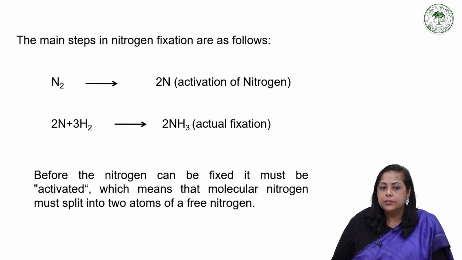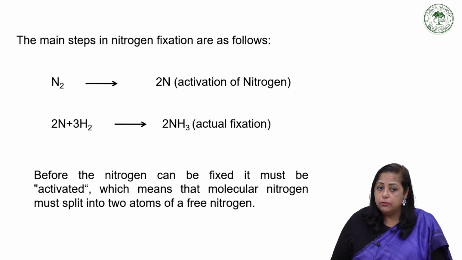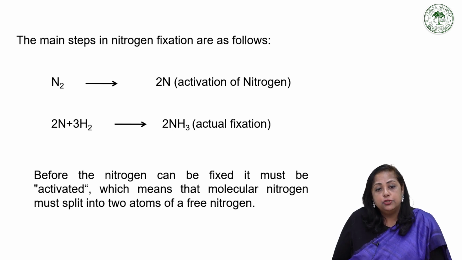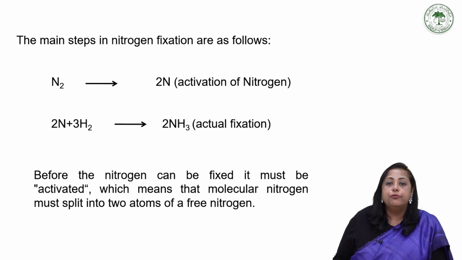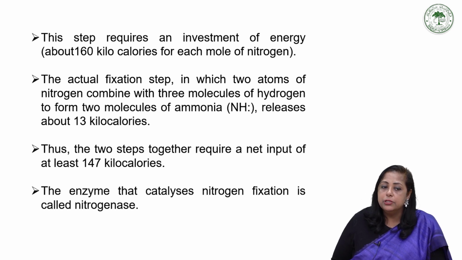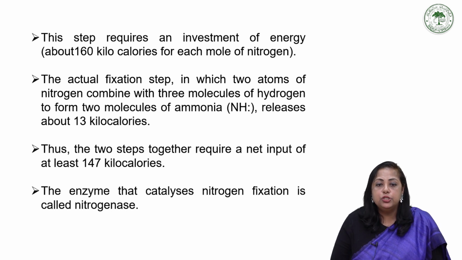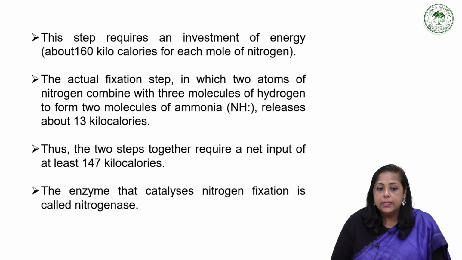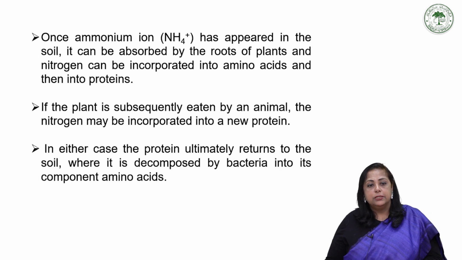The main steps in nitrogen fixation are: nitrogen gas into 2N, activation of nitrogen, and that 2N with 3H2 makes 2NH3. That is the actual fixation. Before nitrogen can be fixed, it must be activated, which means that molecular nitrogen must split into two atoms of free nitrogen. This step requires an investment of energy, about 160 kilocalories for each mole of nitrogen. The actual fixation step, in which two atoms of nitrogen combine with three molecules of hydrogen to form two molecules of ammonia, NH3, releases about 13 kilocalories. Thus, the two steps together require a net input of at least 147 kilocalories. The enzyme that catalyzes nitrogen fixation is called nitrogenase.